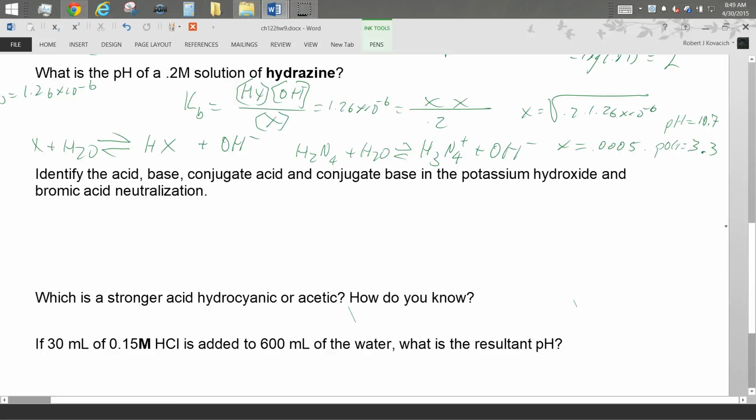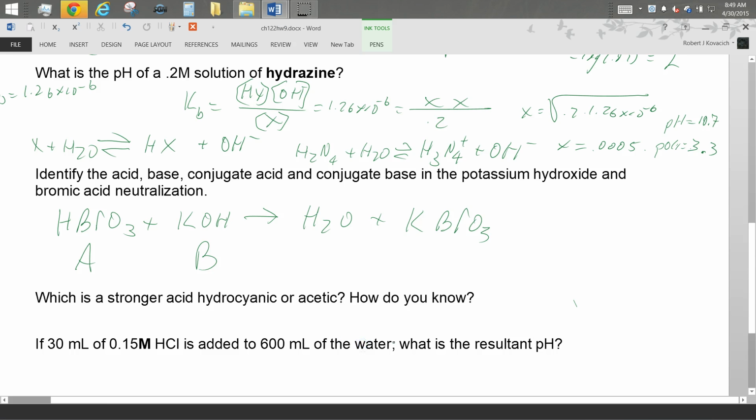Potassium hydroxide and bromic acid. Okay, so HBrO3 plus KOH. When I take, so which one of these is the acid? Not too tough with that. And the base, the other thing.